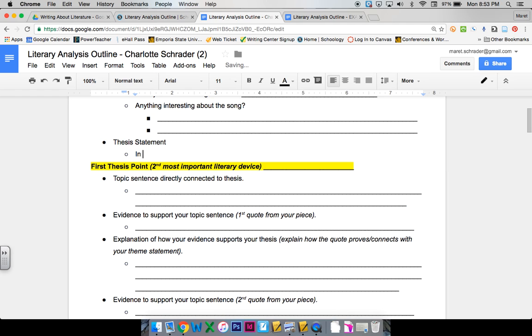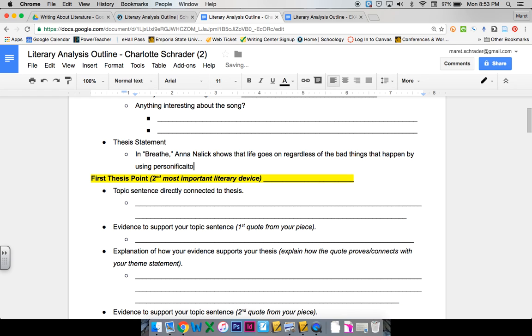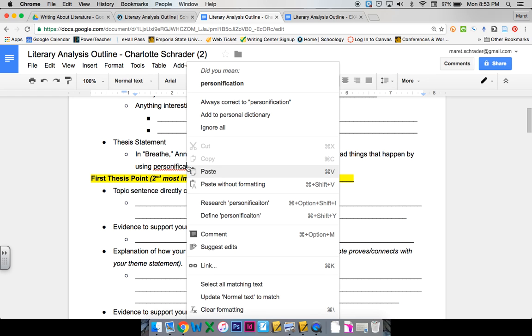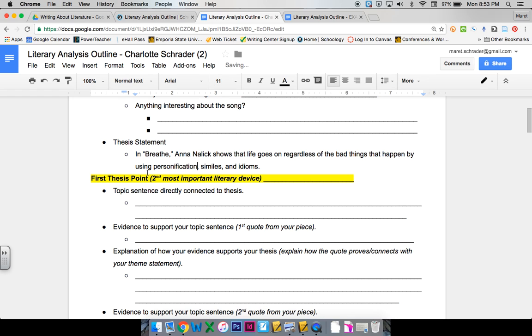So remember, my thesis statement was in "Breathe," Anna Nalick shows that life goes on regardless of the bad things that happen by using personification, similes, and idioms. Okay, so make sure that in your thesis statement, the only things that are capitalized are your song title and the author's name or the band's name or something like that. Okay, your literary devices should not be capitalized.